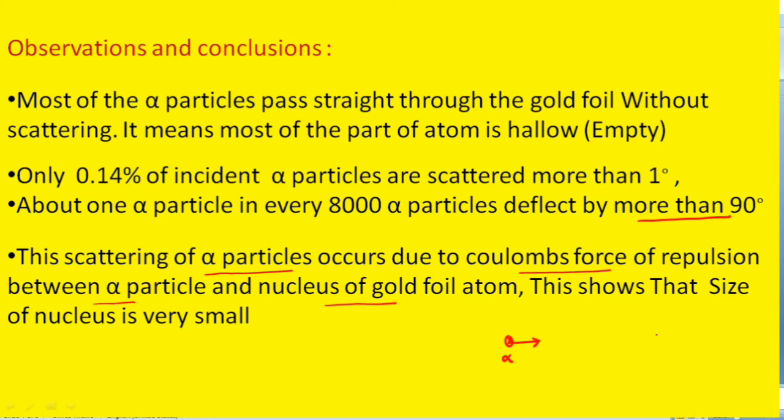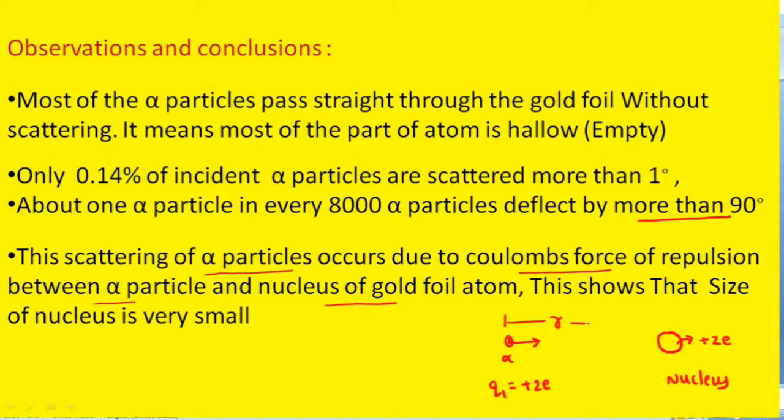Okay, and this is the gold nucleus. Its charge we can take as plus Ze. And this is an alpha particle. We know the alpha particle charge is plus 2e, and the alpha particle is thrown towards the nucleus. There exists some repulsion force between them.